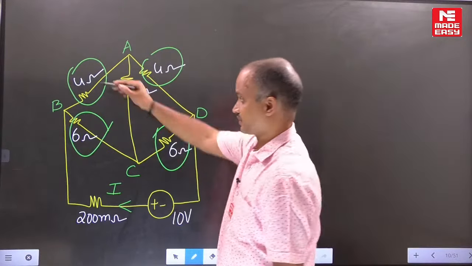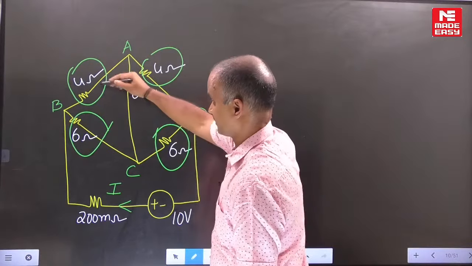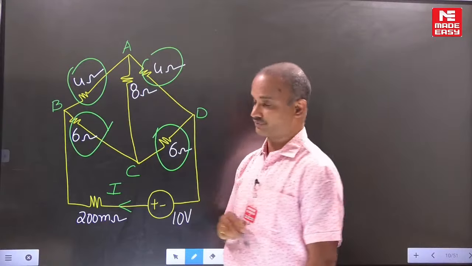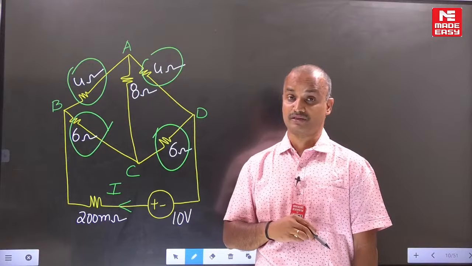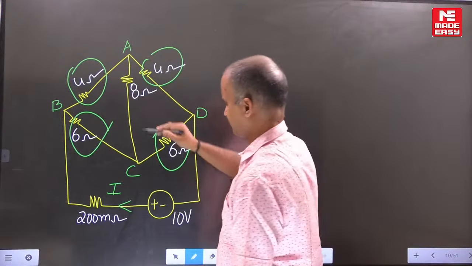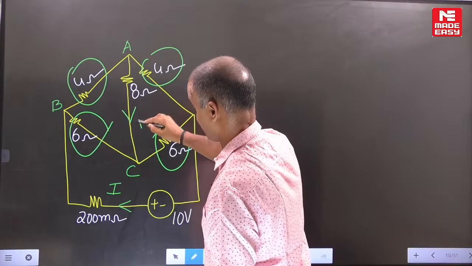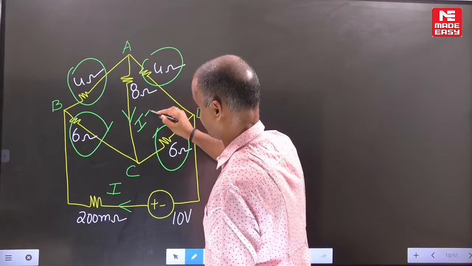Now, is the balance bridge condition satisfying or not? The 6 and the 4, again the 6 and the 4. The product of opposite arms are equal, so the balance bridge condition is satisfying. Whenever the balance bridge condition is satisfying, what is the current flowing through the diagonal points? It is equal to 0.